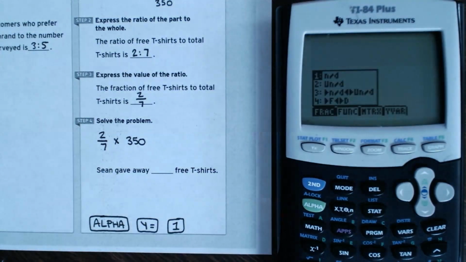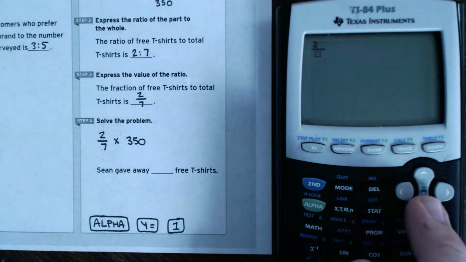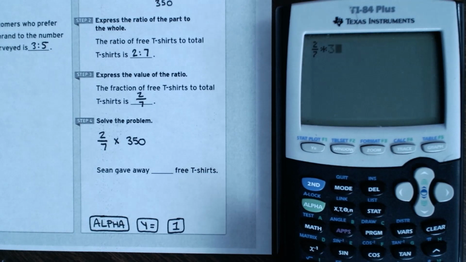A little menu is going to pop up asking you a bunch of stuff. You can either hit the number 1 or really just hit enter to select that first option, n/d. That gives you a fraction template where you can type in 2/7. So 2, hit the down arrow, 7, hit the right arrow, times 350. That gives us 100.